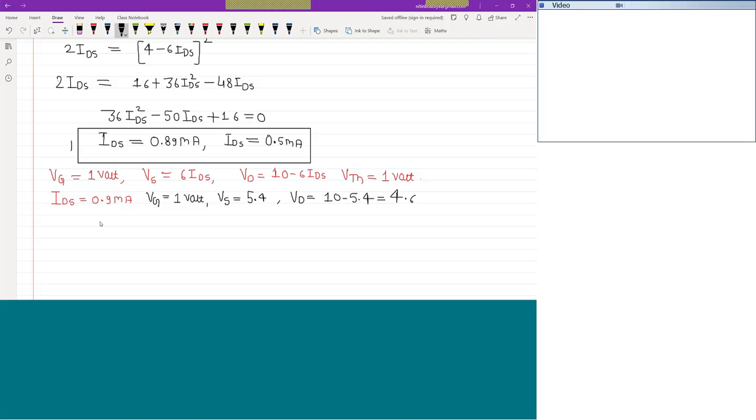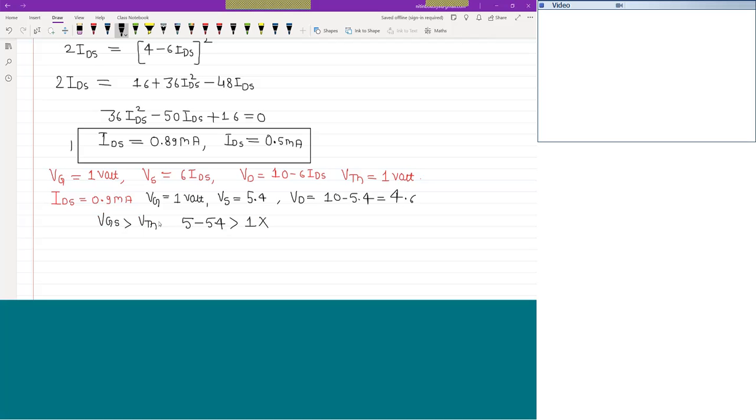Now we can say the condition is VGS should be greater than VTH. The value of VGS should be greater than VTH. Let's look at VG. VG is what? 5 volt. VS is what? 5.4 volt. This should be greater than VTH. How much is VTH? 1 volt. Is this correct? This is not correct.